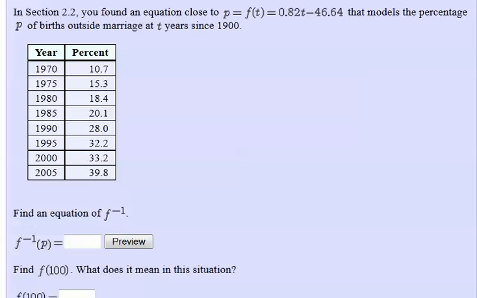We're asked to first find an equation of f inverse. So f inverse of p equals. In this situation, when we're looking for an inverse function, we're solving for the independent variable. In this case, we're going to solve for t. Solving for t, we would add 46.64 to both sides and then divide by 0.82.